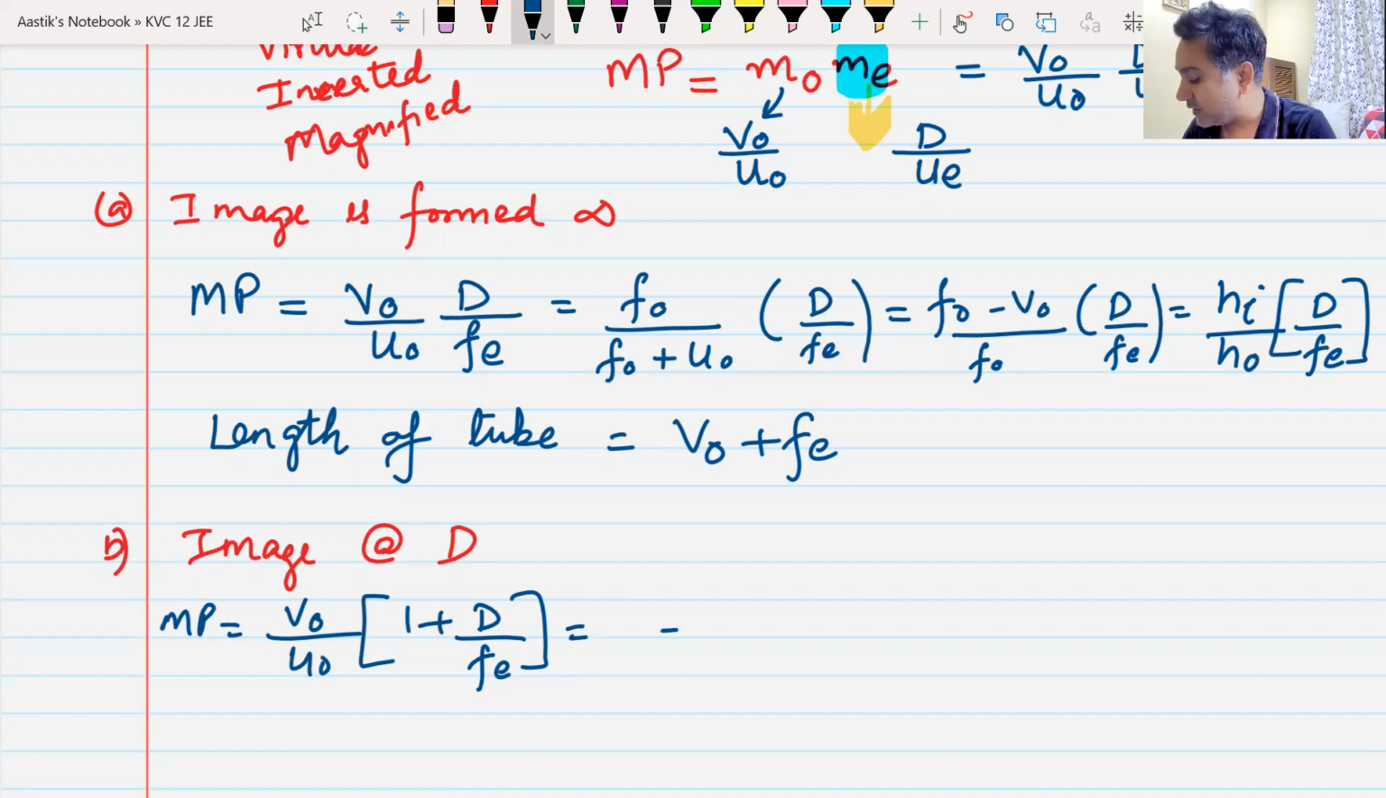Can you write the other three formulae on similar lines? Please write it fast. Can you also write the length of the tube?